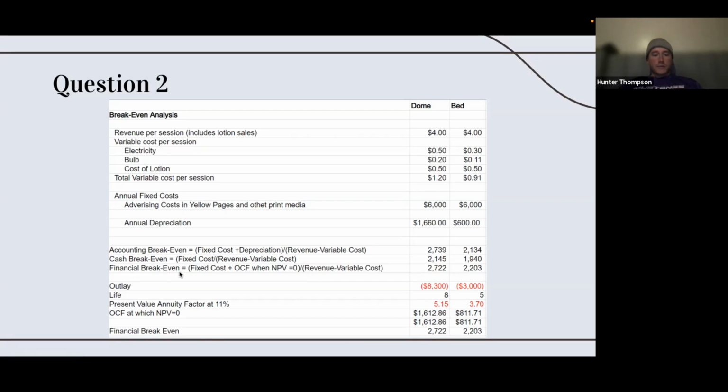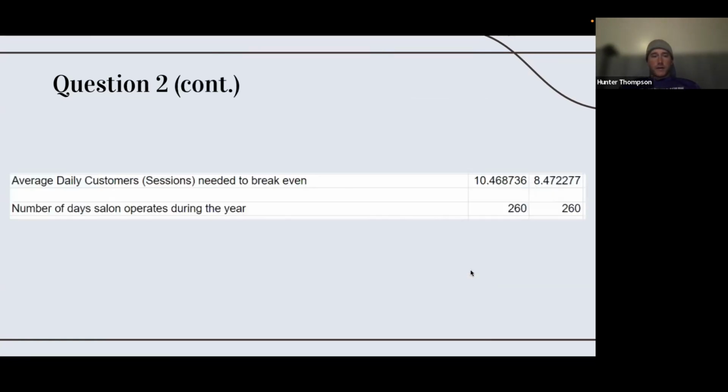And then finally, our financial break even, like we see at the bottom here too, we have fixed cost plus operating cash flows when NPV equals zero, like we got this number here. And then we divide that again by revenue minus variable costs. So for the financial break even, we have 2,722 and 2,203. And so for our average, we use the number of days the salon operates during the year, which is 260. Using that, we can get our average daily customers, or sessions needed to break even. We see here it's 10.468 and then 8.472 there.